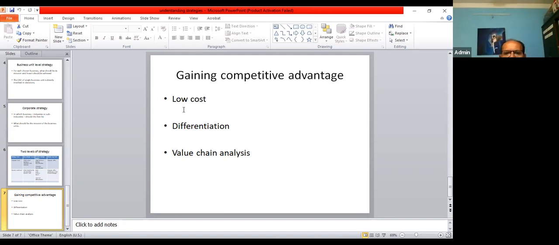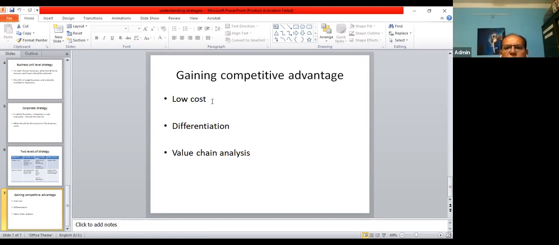Now, gaining competitive advantages: low cost, differentiation, and value chain analysis. Now, let me explain. Low cost. Whenever you define a strategy, that strategy should not attract too much expense. Expenses are there. I'm not denying that there should be no expense at all. Expenses are there, but it should not be costlier. There should be low cost. It should not be too much expensive.